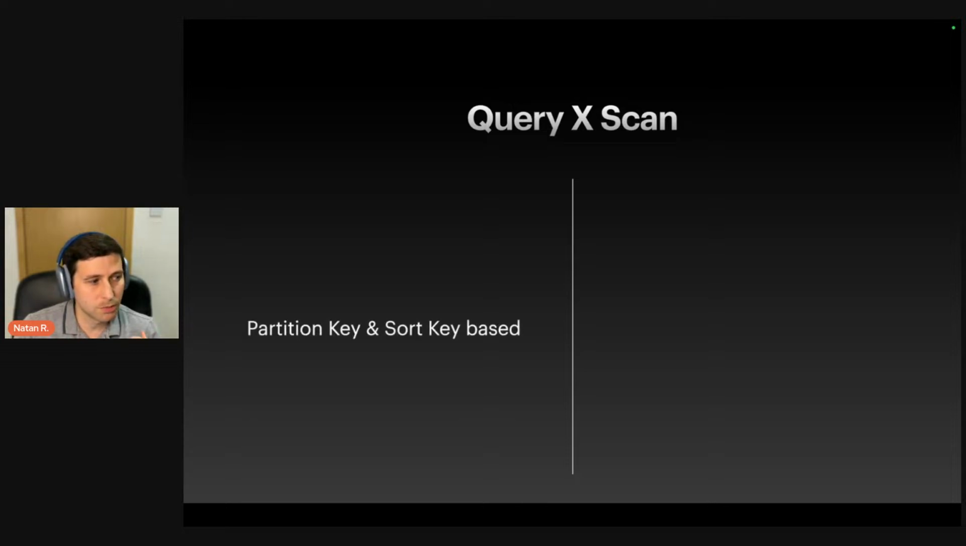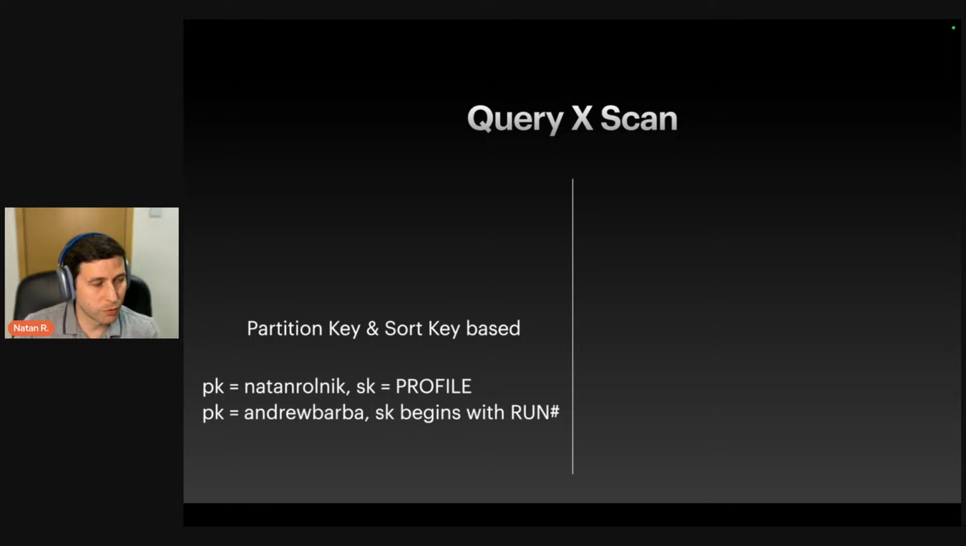So the query is based on the partition key and the sort key. As I said, these together form the primary key. So, for example, I want to get an object where the primary key is Nathan Roenick and the sort key is profile. Or, for example, I want to get all the runs for Andrew. So I can say the primary key is Andrew Barba, and the SK, the sort key, begins with run #. So this is going to know how to give me exactly what I want.